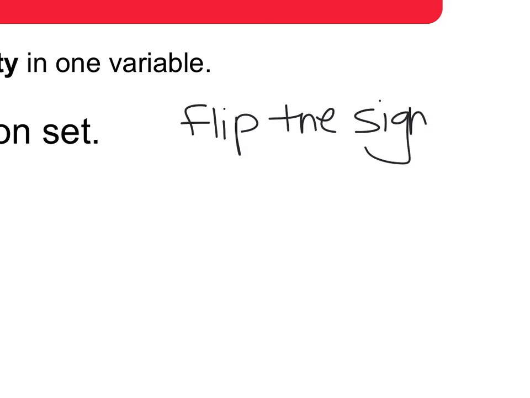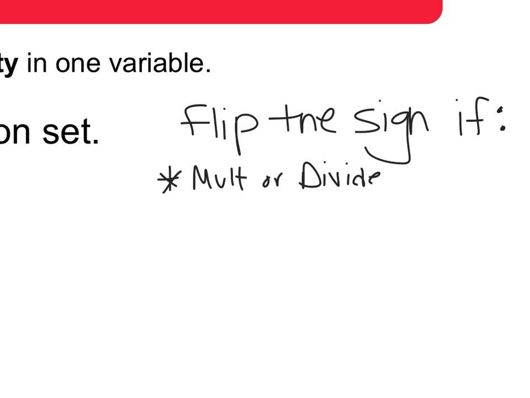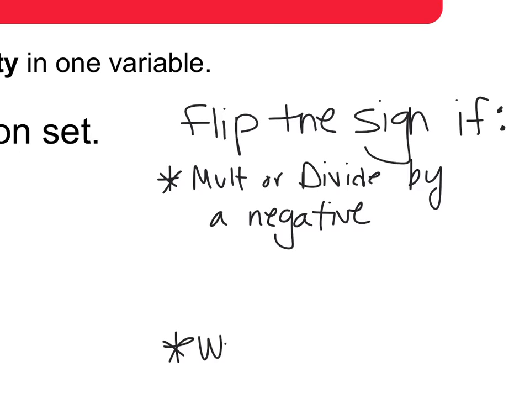So let's say flip the sign if, and there's two times, you multiply or divide by a negative, or if you want to write the variable first, which you should do if you only have one variable. It should be written first before you graph it.